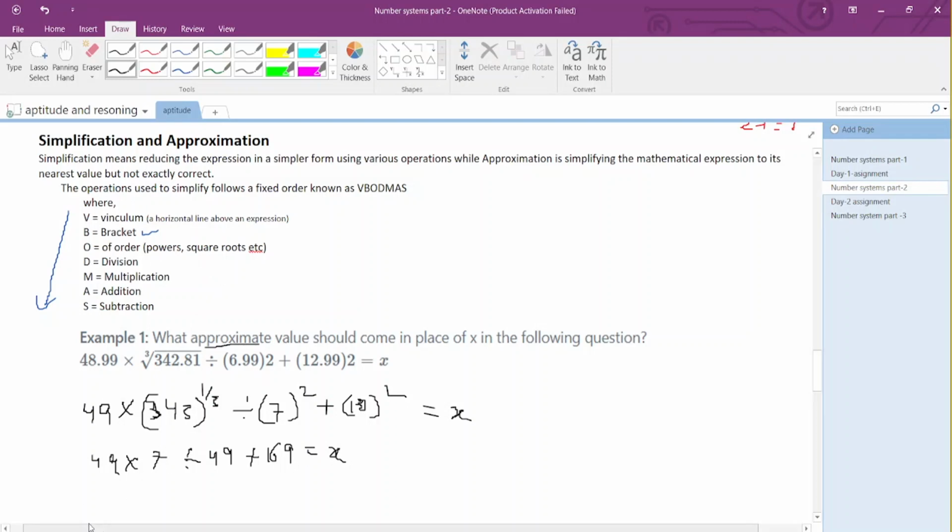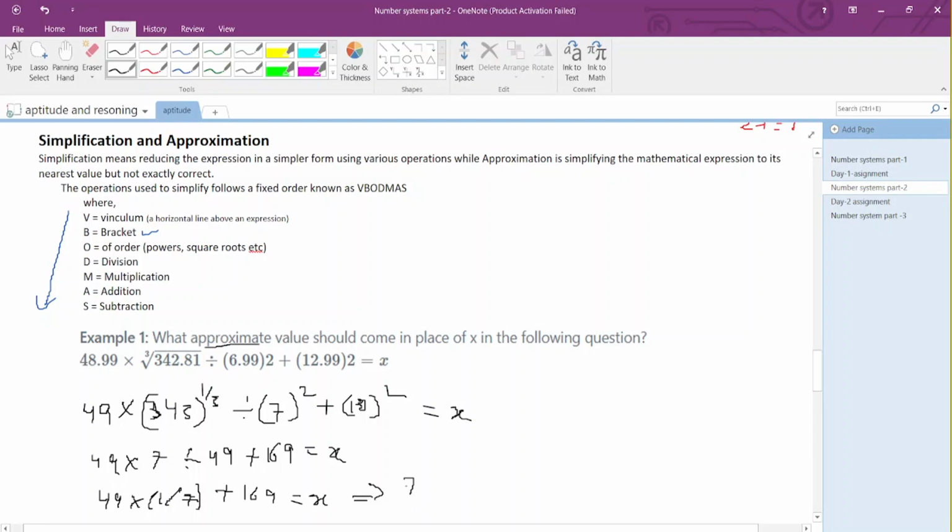In this we have to consider the symbols. So we have to give priority to the division first of all, right? If you solve 7 divided by 49, which is 7 1 is 7, 7 7 is 49, so 1 by 7 plus 169. We can write the above equation like this, right? And after that we have to give priority to the multiplication.